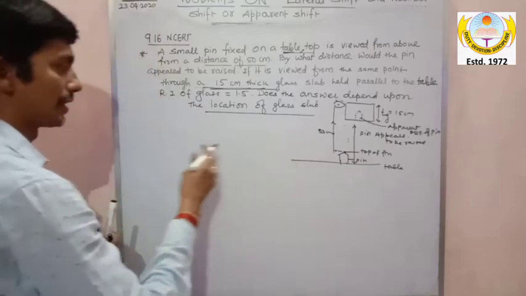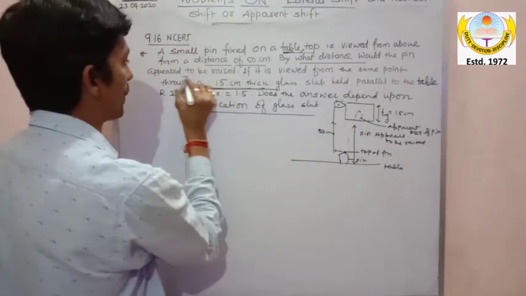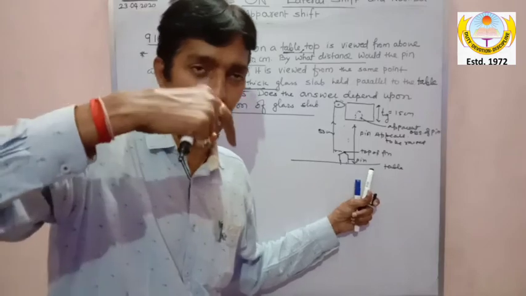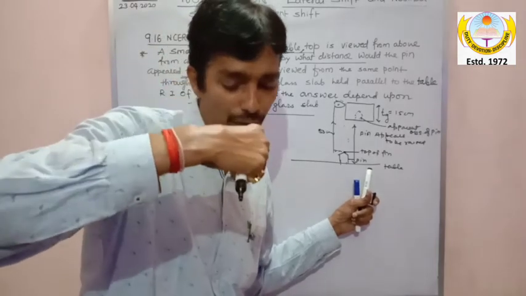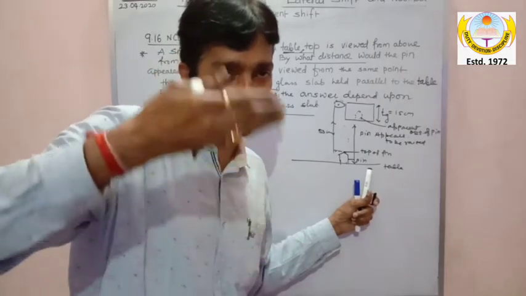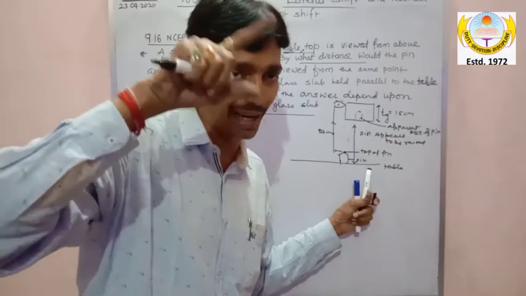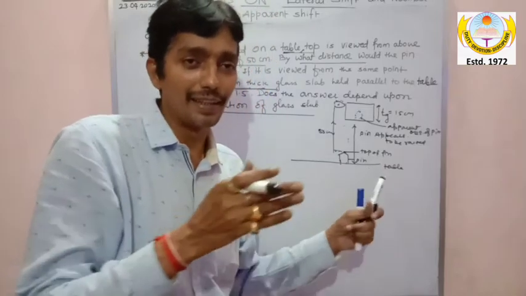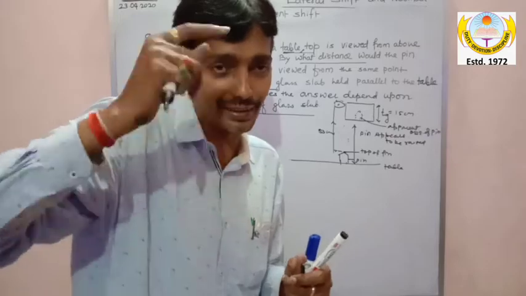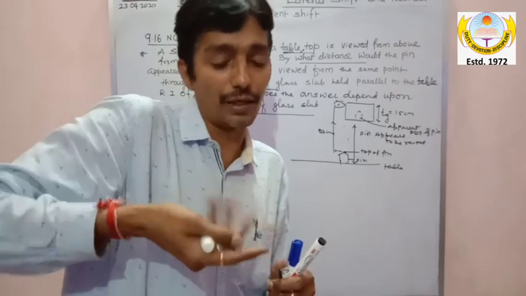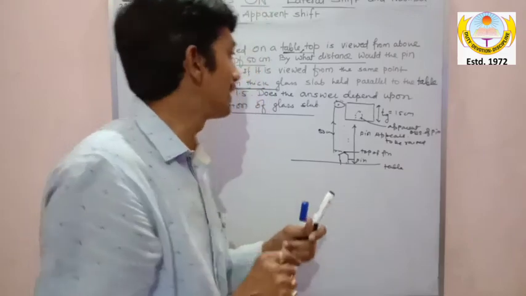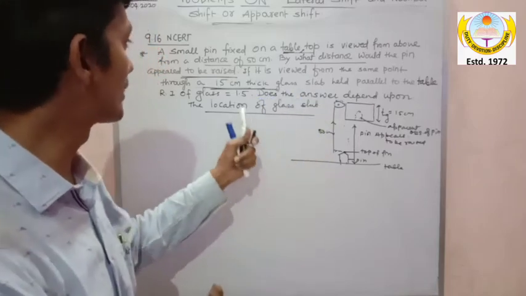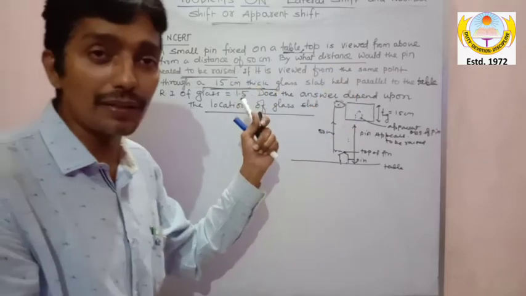So my dear, the question is, by what distance would the pin appear to be raised? The pin which is on the top of the table, I am viewing from the glass slab. Please try to understand. We are viewing from the glass slab. Whatever illusion comes of that pin, the image of that pin will come in the glass slab, and it will be apparently seen. When you observe, there is a kind of raising of the pin when you see through the glass slab. That is the question. If the real thickness of the glass slab is so much, by what distance would the pin appear to be raised?